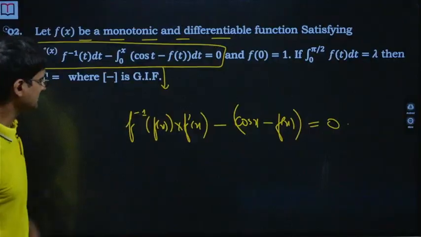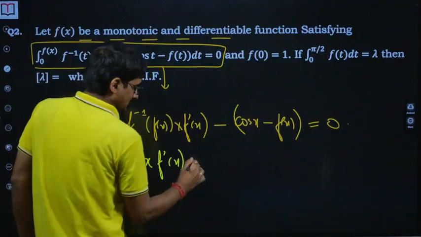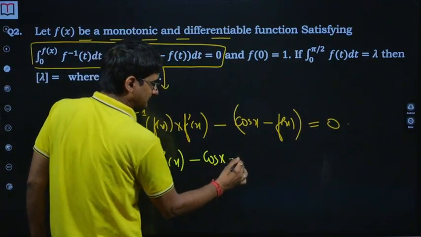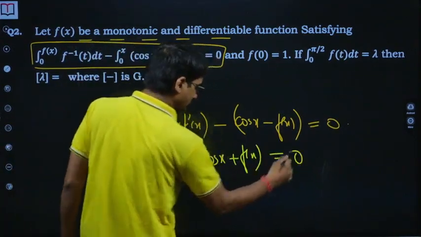Okay, now let's see what we get. So it's x times f dash x minus cos x plus f of x equal to 0.